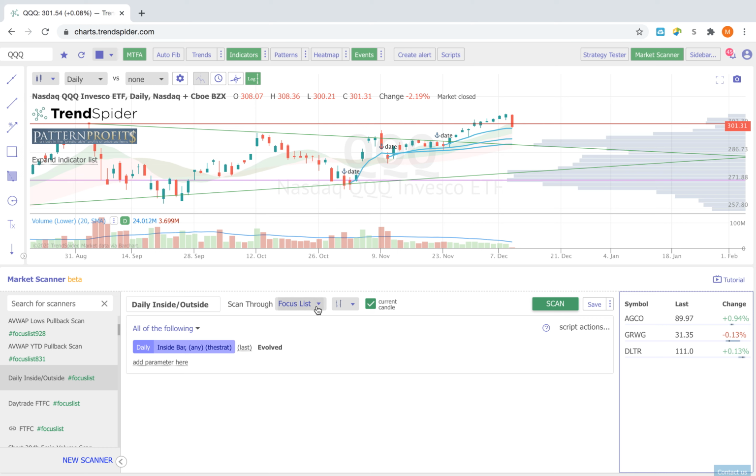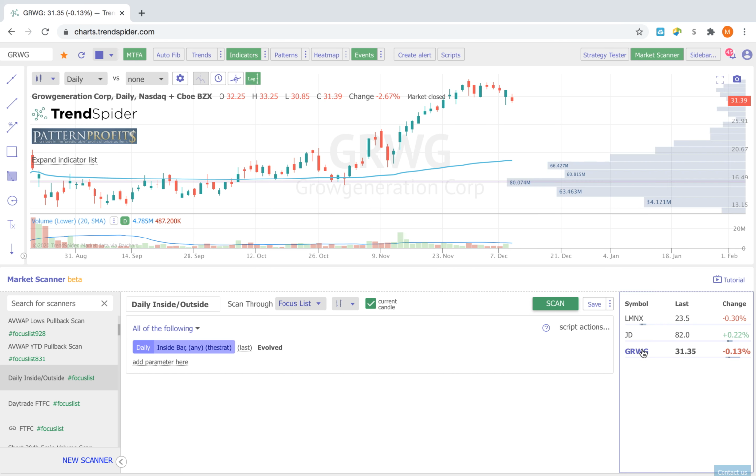The focus list is names that are CANSLIM type names, growth names, good earnings estimates, good revenue growth, top groups, and good relative strength names as well. We hit scan and it gives me 3 names today. Usually there's a lot more to choose from, but today, rough day in the market.